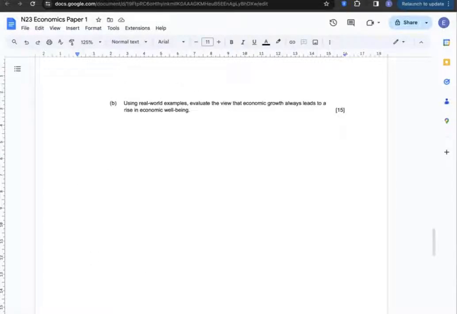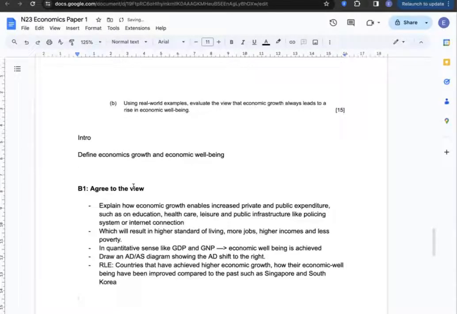Question B, using real-world examples, evaluate the view that economic growth always leads to a rise in economic well-being. As you can expect, the intro will define economic growth and economic well-being. First, I can evaluate the view from the side of the agreement.